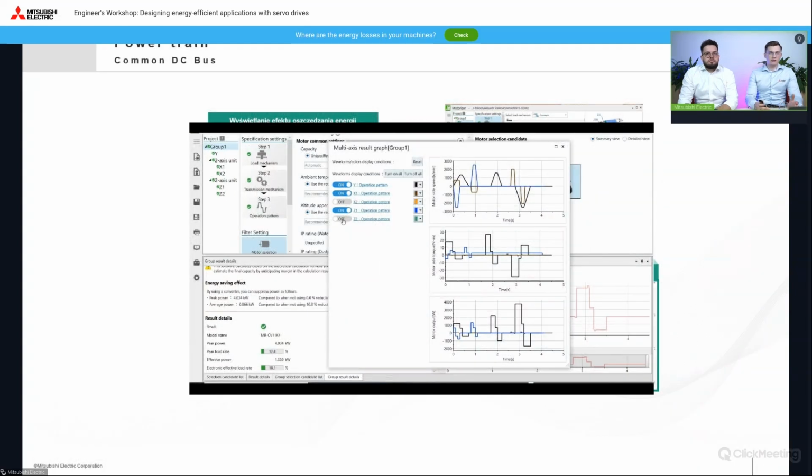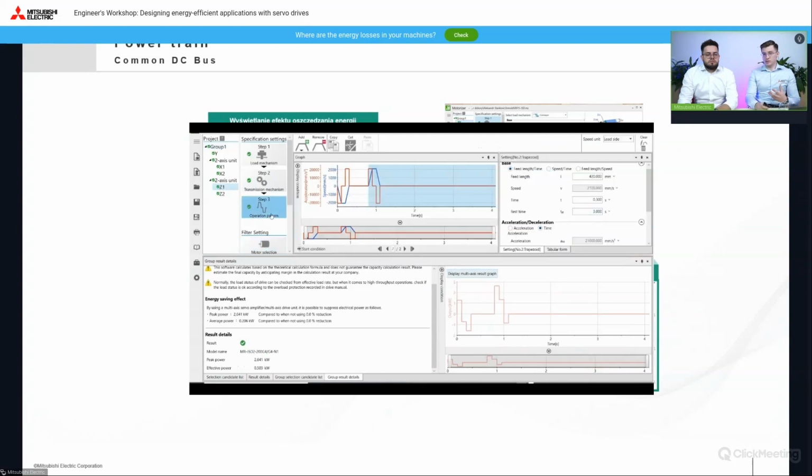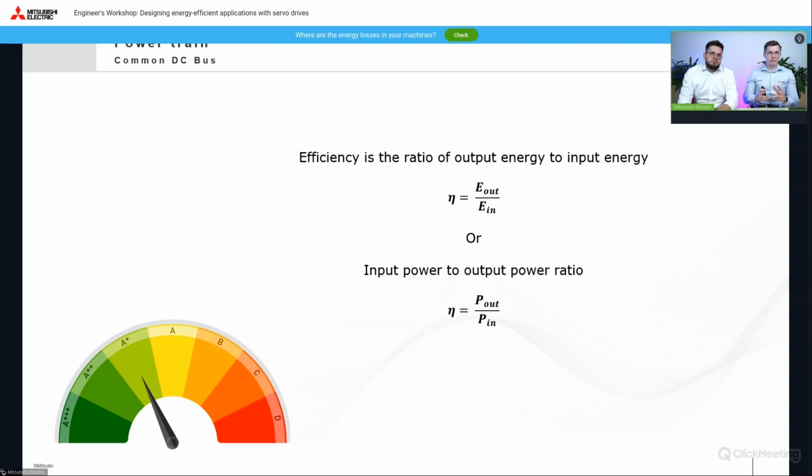Okay, but you don't use only a DC bus solution alone to reduce the energy consumption in your machine. High energy efficiency in the drives is also important, sometimes being a key factor in the energy efficiency of the whole system. But firstly, what is this so-called efficiency? Let's say in simplest terms, the efficiency is the ratio of the power or the energy used to operate a given device to the power that this device is capable of releasing.